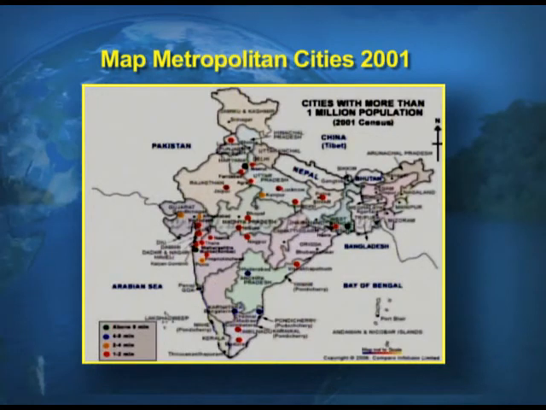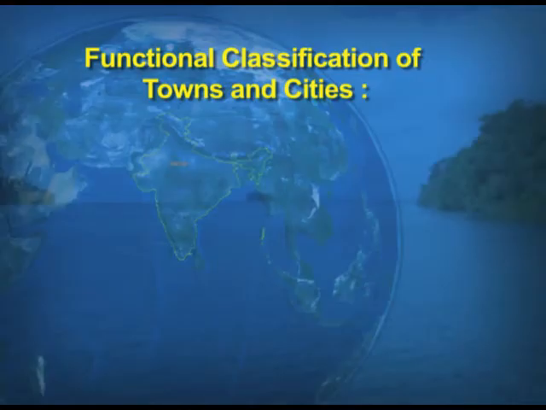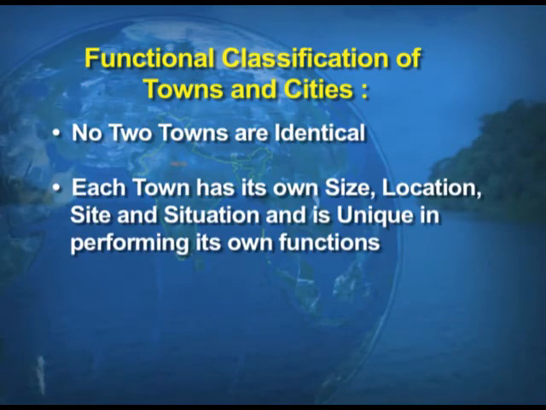If you look at the screens, children, this is a map of the census 2001 showing the various metropolitan centers and their placement in the different states. Now, another basis of classifying the urban centers is the functional classification. No 2 towns are identical, and each town has its own size, location, site, situation, and that is unique in its performing the different functions.